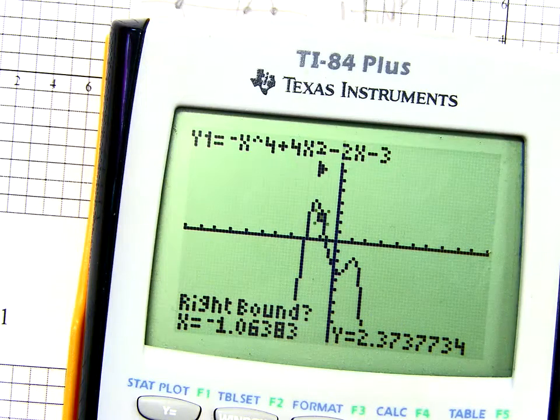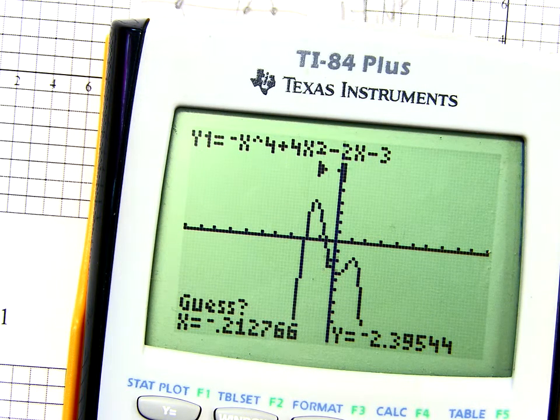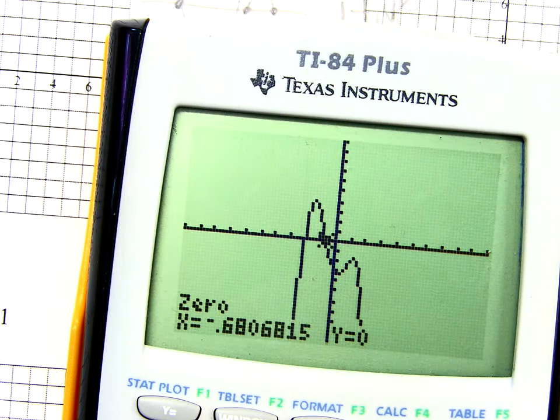Then it says right bound. So now I have to move the arrow key. Again, he's almost right on it right there. And then I just hit the right arrow key a couple times to make sure he's on the right-hand side of it. I hit enter again. I get my two triangles at the top. When it says guess, you just hit enter again. Don't worry about that. And then there should be your exact answer.